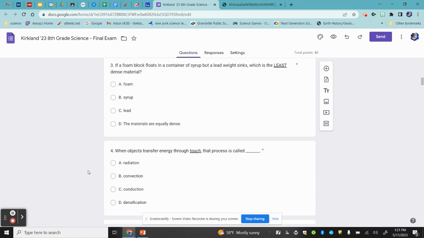3, if a foam block floats in a container of syrup, but a lead weight sinks, which is the least dense material? A, foam. B, syrup. C, lead. D, the materials are equally dense.